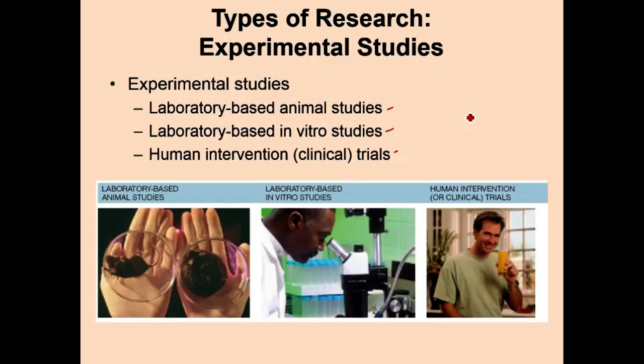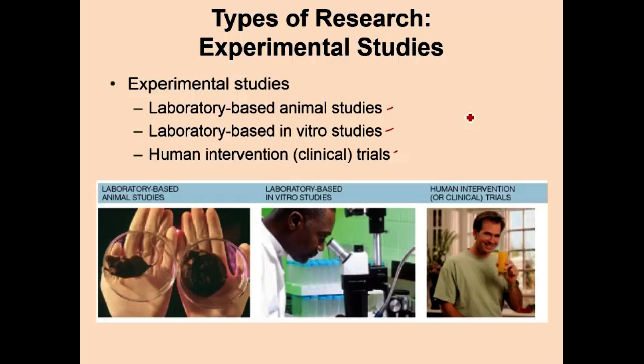Laboratory-based animal studies are when researchers can feed animals very specific diets that can provide or omit specific nutrients and then observe any changes in their health. So here we definitely see where the nutrient can be controlled.